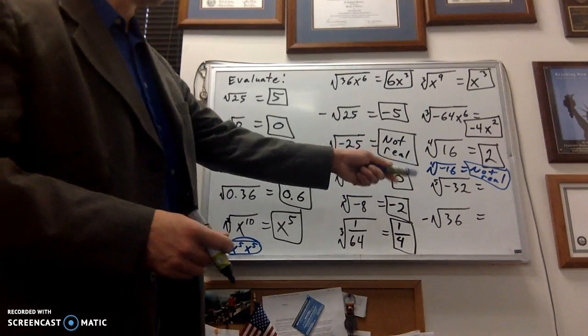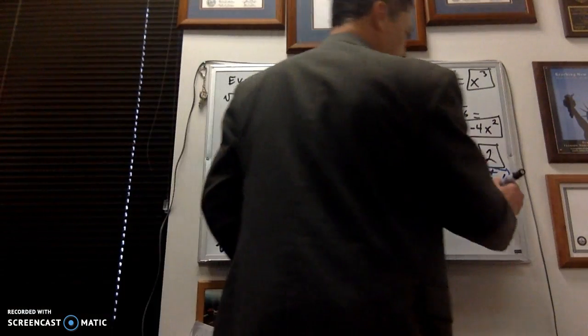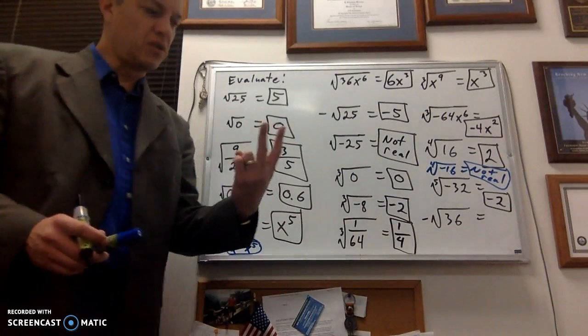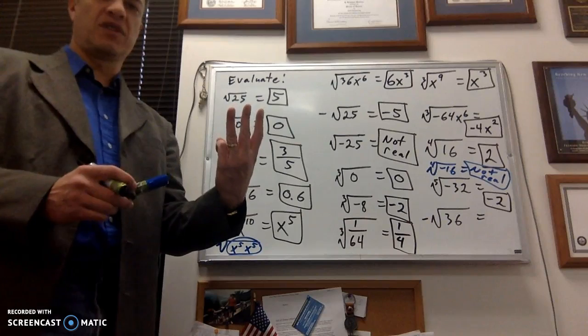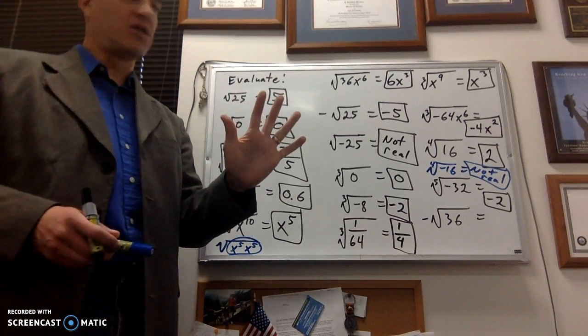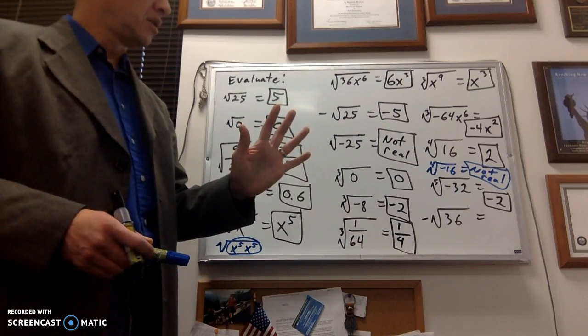But the 5th root of a negative 32 is going to be a negative 2. Right? Negative 2 times negative 2 is a positive 4. Times the negative 2 is a negative 8. Times the negative 2 is a positive 16. Times the negative 2 is a negative 32.